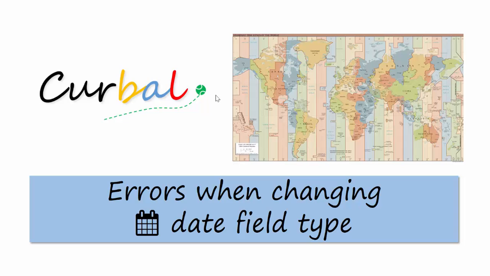Today I want to explain why you get errors when you're trying to change a column to a date field type, and also a way to fix the problem.